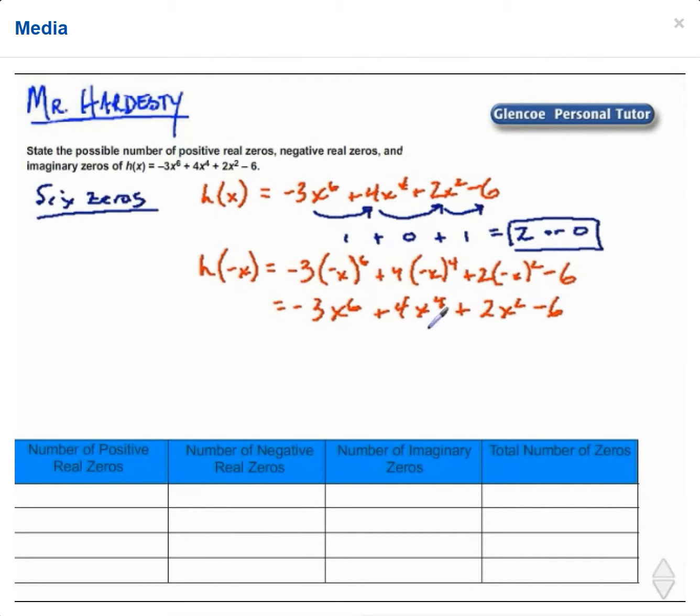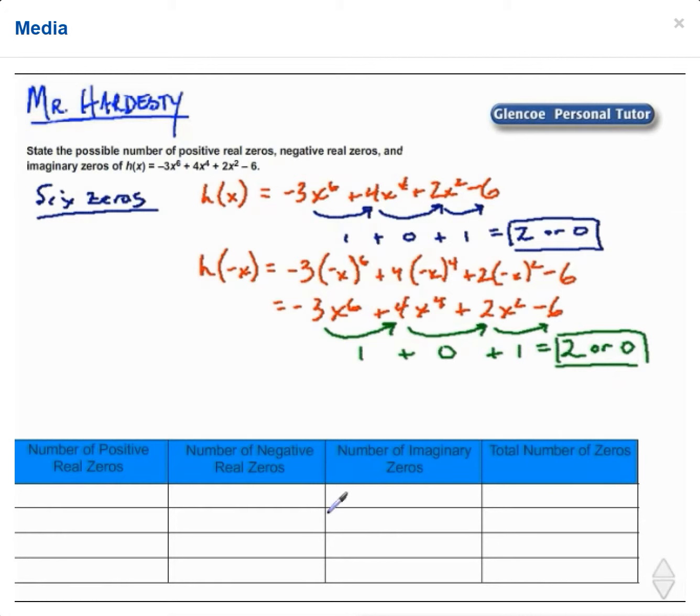So when we evaluate sign change, we'll see similar patterns. That is, from the first to the second term, there is a sign change. Between these two, not a sign change. And from 2x squared to negative 6, yes, a sign change. So similar math, where once again we'll see 2 or 0. Those are our options for the negative real zeros.